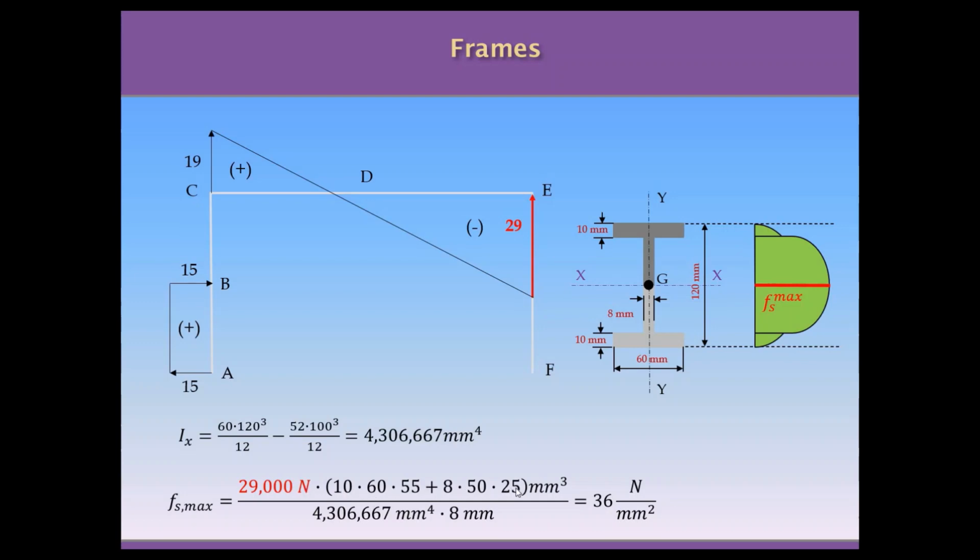and we have the moment of area of this T in this case, that is split in the moment of area of the flange and the moment of area of the web of this cross section, and we have to divide by the moment of inertia and the value of the width of the cross section at the location where we're calculating the shear stress. And in this case, we obtain 36 Newton per square meter as maximum shear stress for this frame.